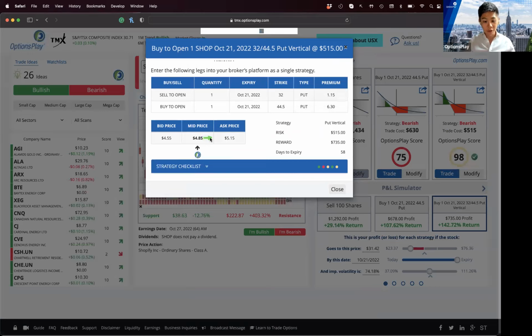If you're looking at 4.85 by 5.15, I would look at halfway between these two numbers, which is around $5 to place your order to buy, and then in this particular case, about $4.70 to sell. So your effective spread here is only 30 cents versus 60 cents in the original bid-ask price. That's $30 per contract, $300 per 10 contracts. It really adds up in the long run.